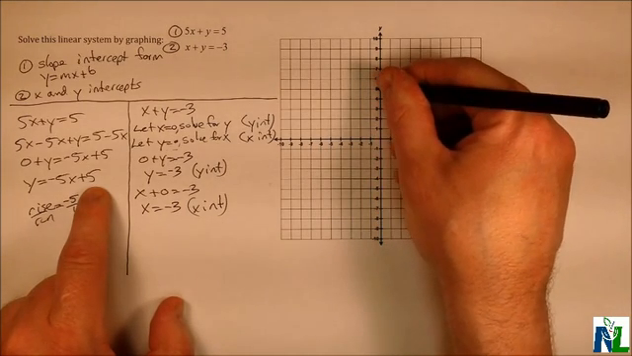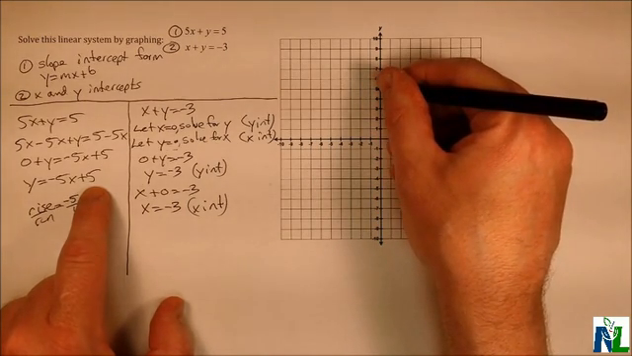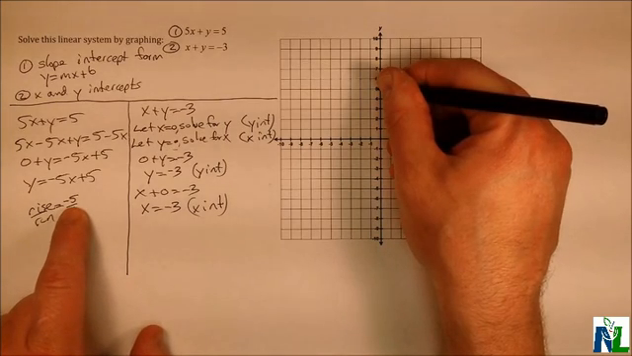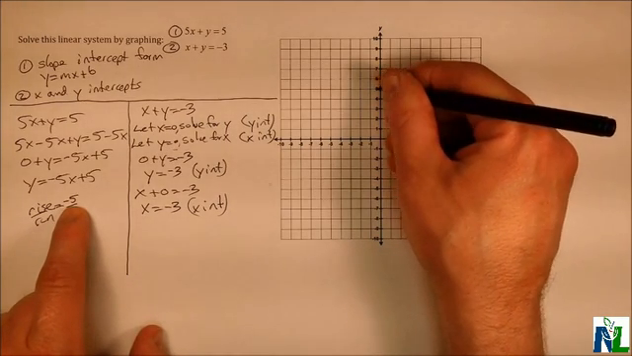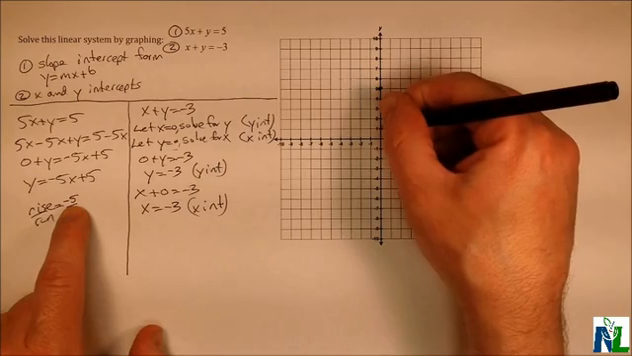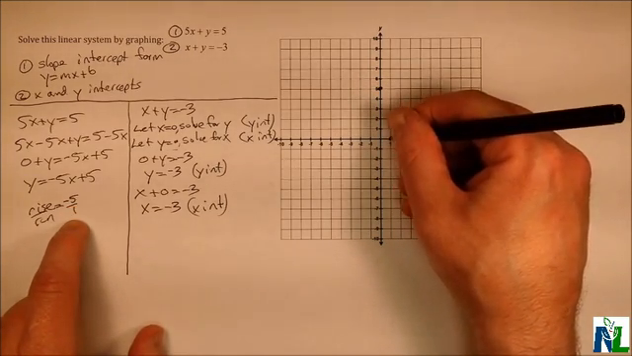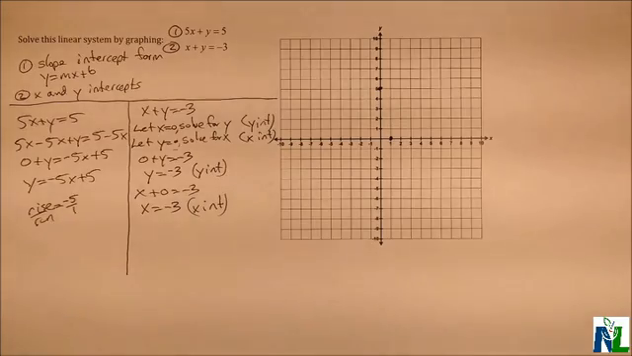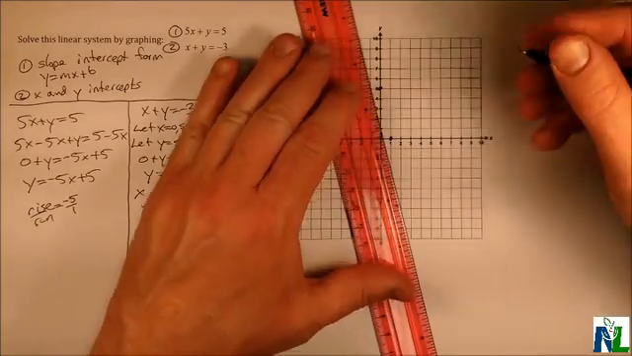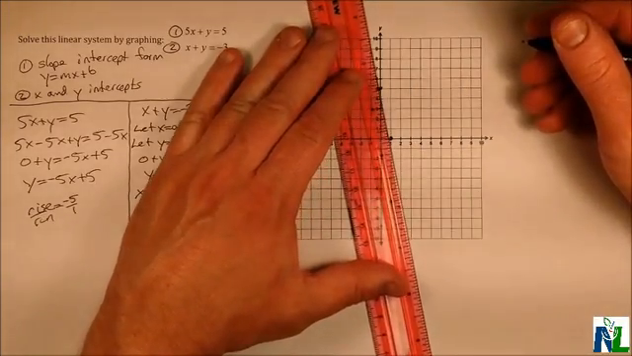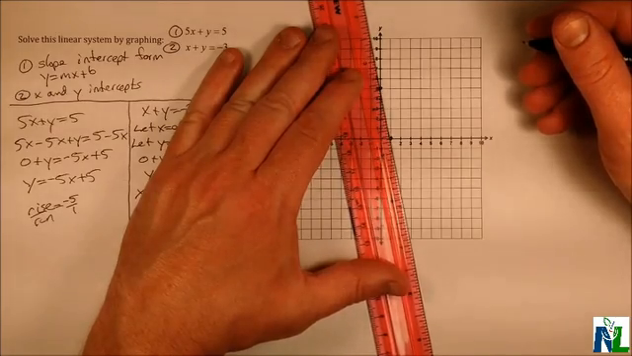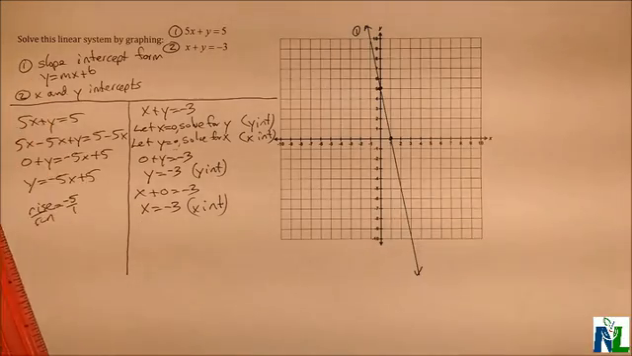Now to get another point that satisfies equation 1, I've got to use the slope. So I'm going to rise negative 5, 1, 2, 3, 4, 5, and I'm going to run 1. So there's another point that satisfies equation number 1. Let's draw a line through those 2 points. So there's the graph for equation number 1.